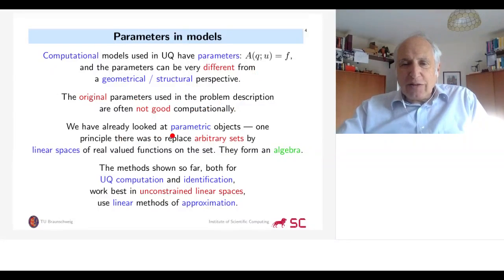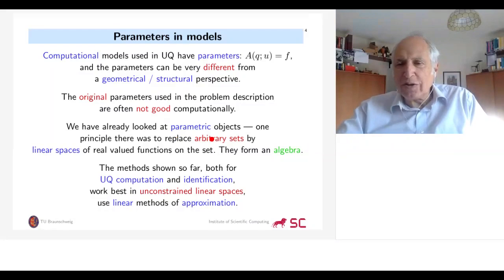And we've already looked at this kind of parametric objects in a very general setting. And what happened there was that we put new coordinates on the set of parameters. Okay, remember this was the third lecture, I think. And the principle is you can take an arbitrary set of parameters and you make a linear space out of it by taking linear spaces of real valued functions on the set. Okay, and they're not just a linear space, they're actually an algebra. So they have a lot of structure on something which has maybe no structure at all, the set of parameters.